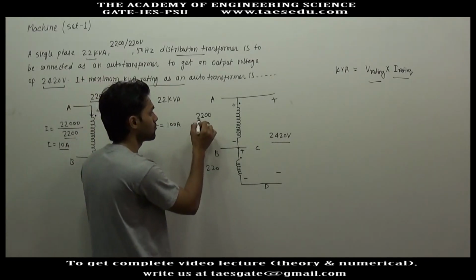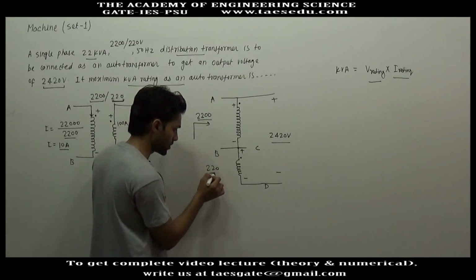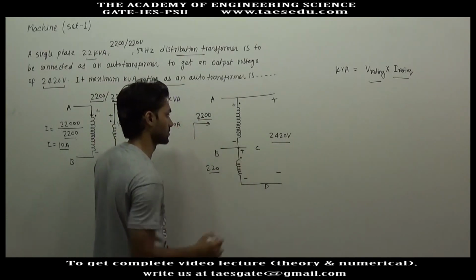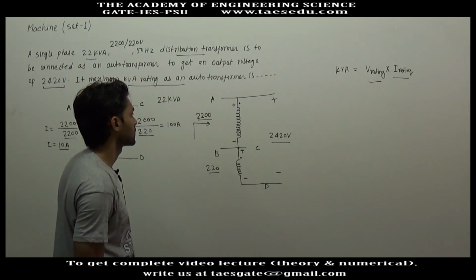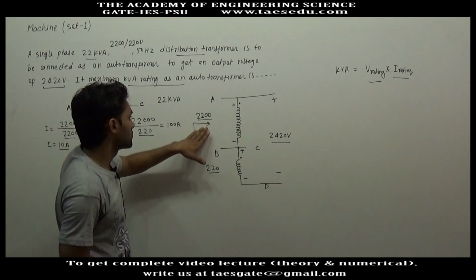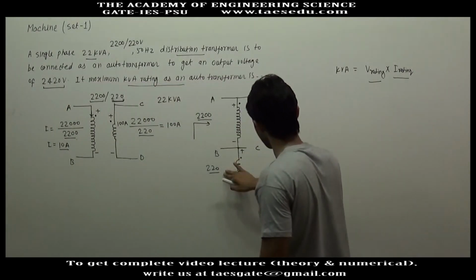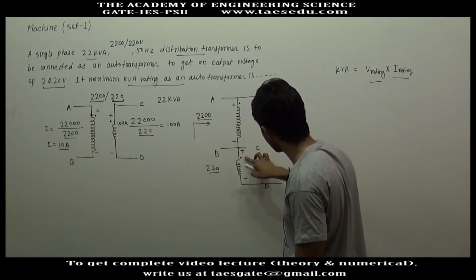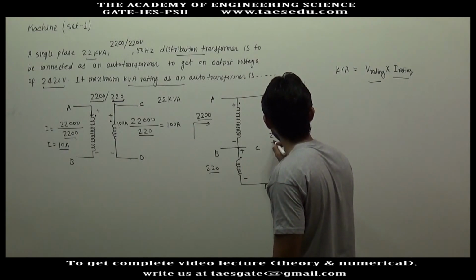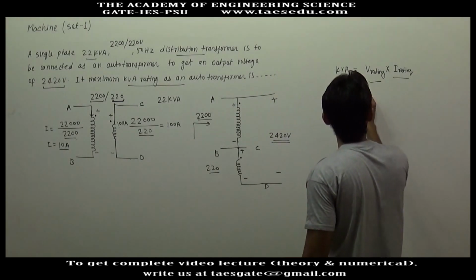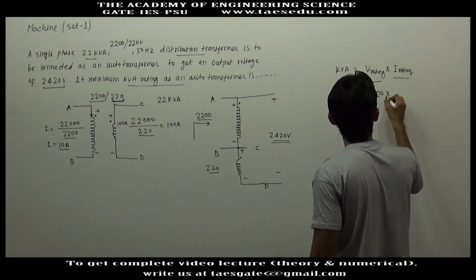So if you apply 2200 here, due to magnetic coupling you will have 220 volt generated across this winding. So you have given maximum voltage, and here also you have maximum voltage. Now if you add these two voltages, here you will have a gain of 220, here you have a gain of 2200, so this output voltage will be 2420. So the voltage rating of the autotransformer is 2420.